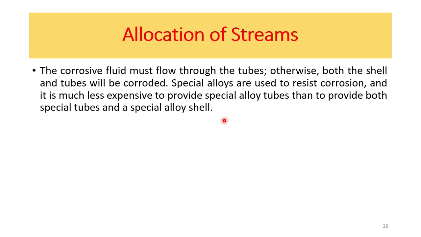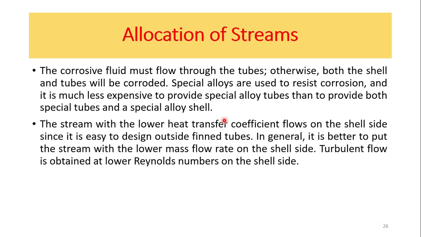So this is not the recommended practice to use the corrosive fluid in the shell side, because it will affect both shell and tubes. So the ultimate point is, we will select the tubes which have the ability to minimize or resist the corrosion, and we will put the corrosive fluids in the tube side. The streams with the lower heat transfer coefficient flow on the shell side, since it is easy to design the outside finned tubes.